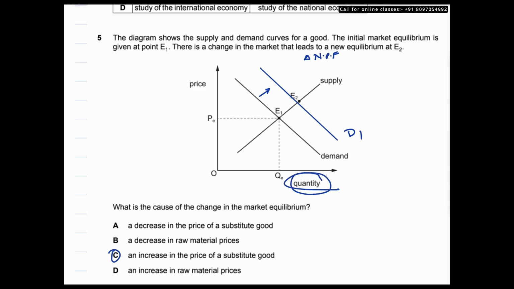And when that happens, the demand curve would shift to the right, indicating an increase in demand. And when that happens, this would become the new equilibrium, which would show an increase in price and quantity, along with an increase in demand at the new equilibrium.